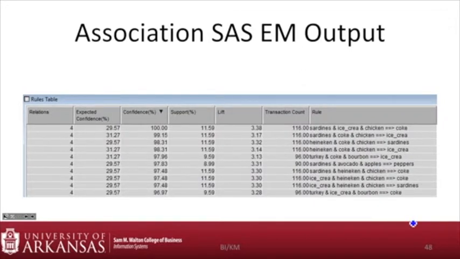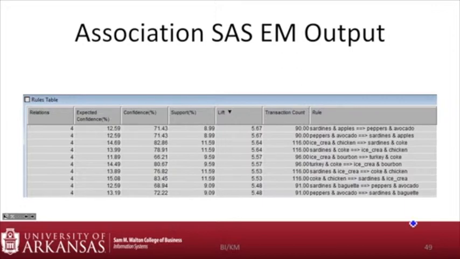As far as the confidence, if somebody buys sardines and ice cream and chicken, then I'm confident they're going to get Coke with it. In 100% of the transactions that the software has looked through, they found that 116 of these, sardines, ice cream, and chicken, all had Coke on that same transaction. Who knew? So this is kind of the different ways that we'll look at this.